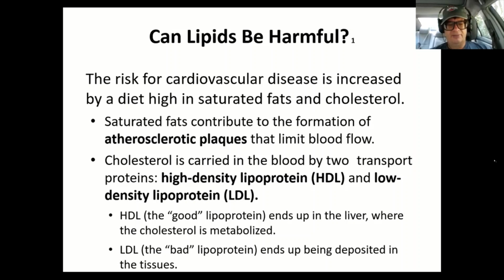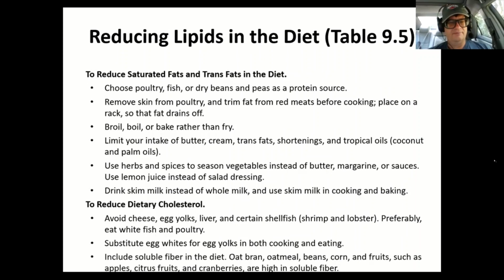Cholesterol is carried by two different kinds of transport proteins: HDL, high density lipoprotein, and LDL, low density lipoprotein. HDL carries it off to the liver where it gets metabolized. The LDL, that cholesterol might get dumped in the tissues in the arteries. Okay. So ways to reduce fats.